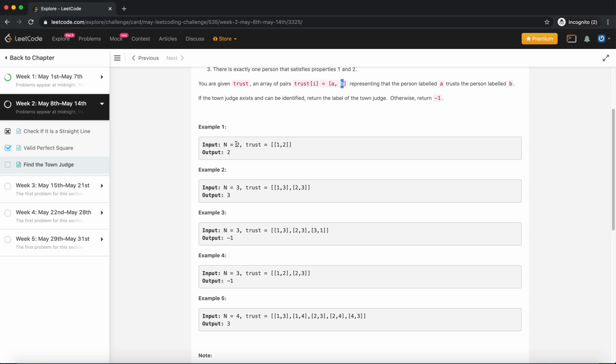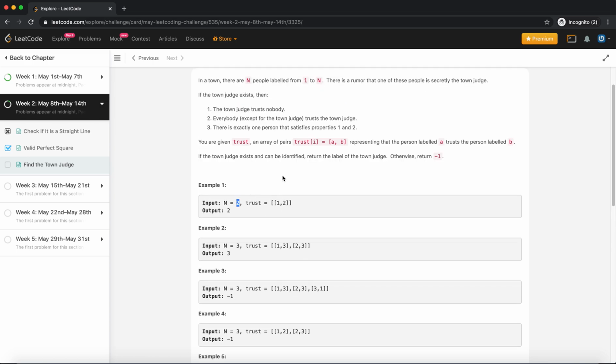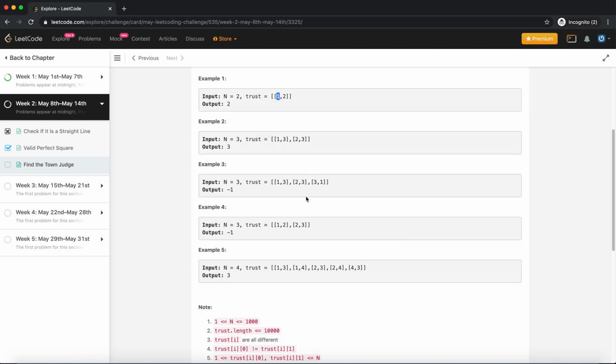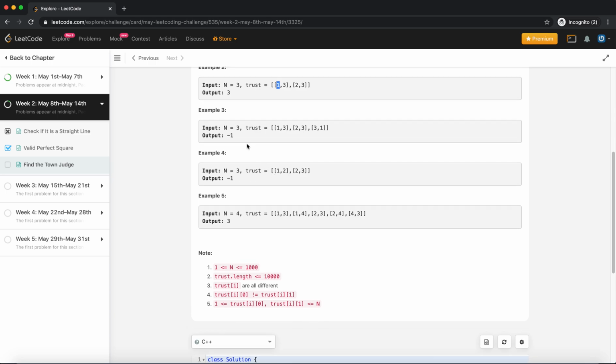So let's look at the examples. N is 2, so we have two people, 1 and 2. Now 1 trusts 2, right? So there has to be n minus 1 people who trust the town judge, and 2 is not in the first place. That means the town judge trusts nobody. Similarly, we have n equals 3 and trust pairs 1 3 and 2 3. In this case, 1 and 2 both trust 3, and 3 doesn't come in the first position, so it doesn't trust anyone.